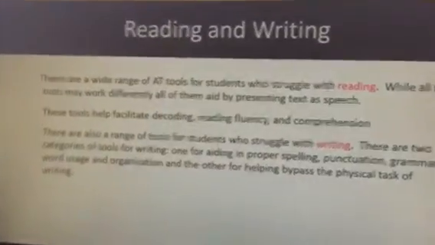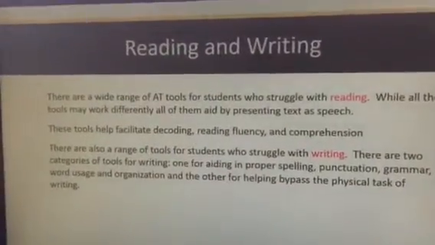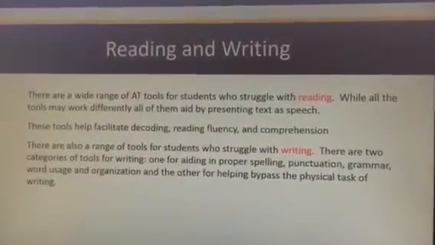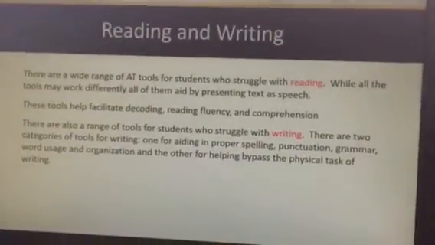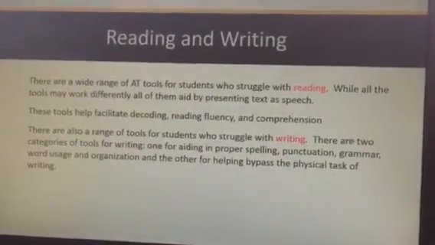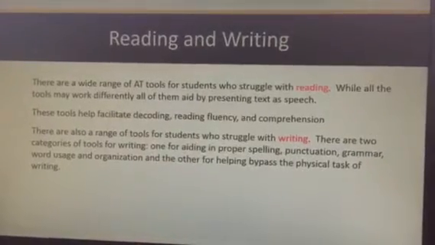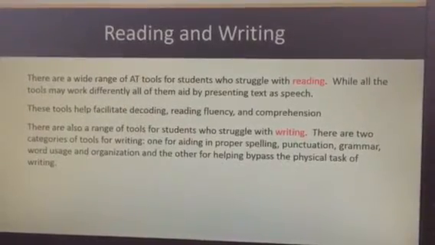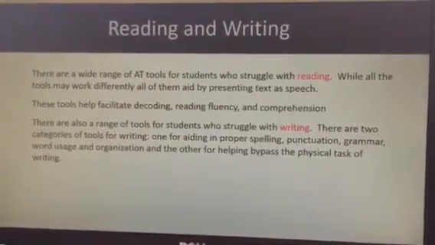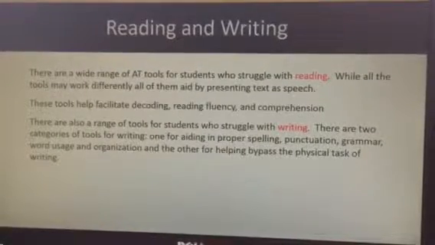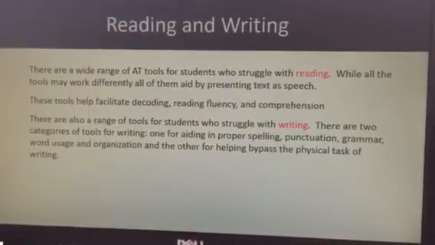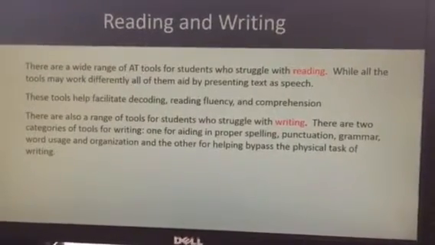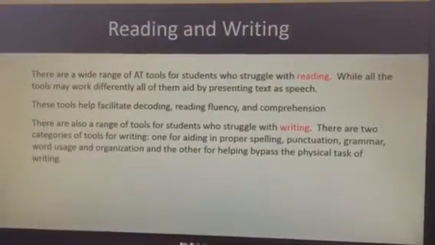So reading and writing. I'm going to go into the main areas where assistive technology can be used for cognition. There are a wide range of AT tools for students who struggle with reading. And while all the tools may work differently, all of them aid by presenting text as speech. So these tools facilitate decoding, reading fluency, and comprehension. There are also tools for students who struggle with writing. There are two categories of tools for writing. One for aiding in proper spelling, punctuation, grammar, word usage, and organization, and the other for helping bypass the physical task of writing.